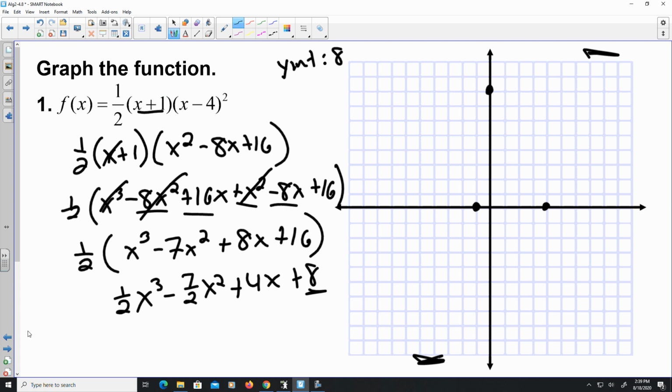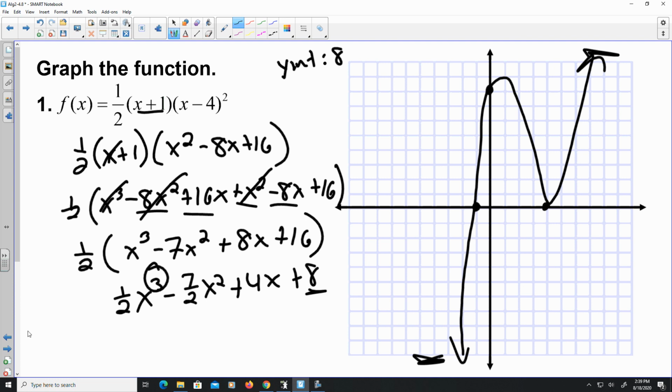So let's see if I could make a guess. I would say it's going to look something like this, this, and this. And because it's degree 3, that means I'm going to have 2 turning points. And you're more welcome to check it with your graphing calculator, see how close it was. You can double check to see how close I was.